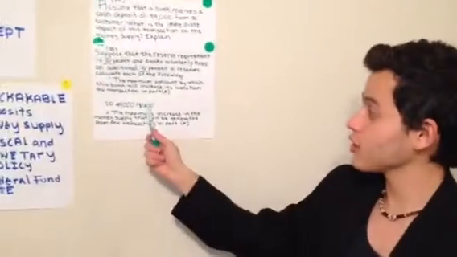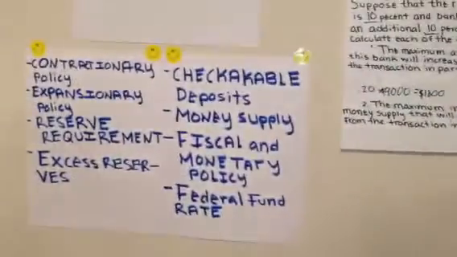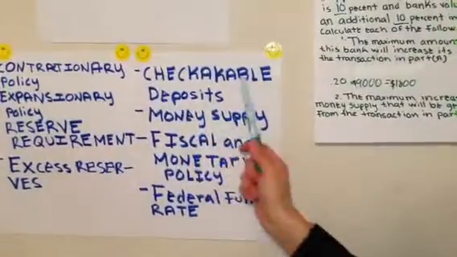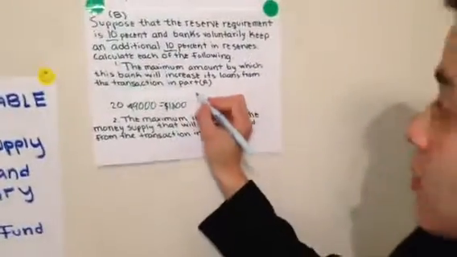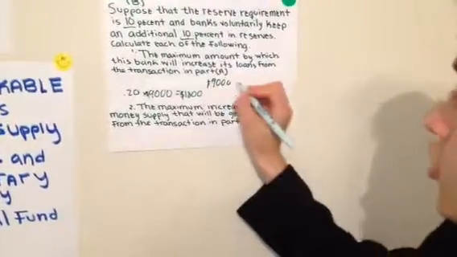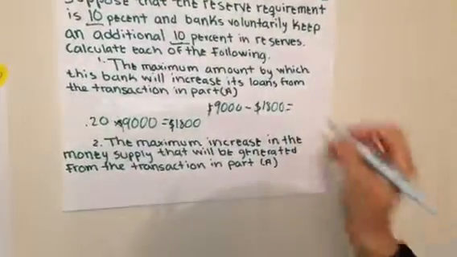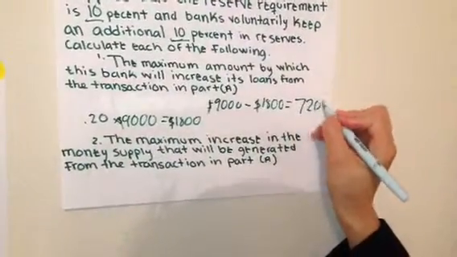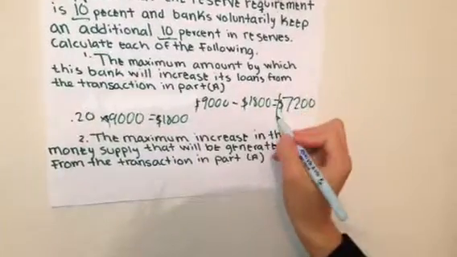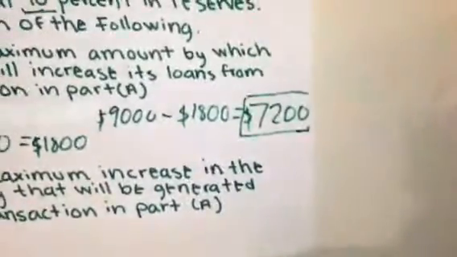Now that we have the 1,800, we need to find the excess reserves. To do that, remember at the beginning how I talked about after you found the reserve requirement, you need to subtract it from the checkable deposits. So we get 9,000 subtracted by 1,800, and it will give us 7,200. Hopefully you got that right.